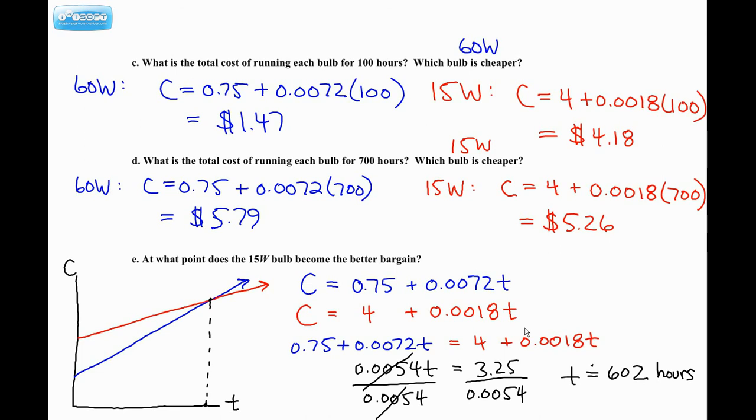And that should make sense because that is between 100 and 700 hours. And we know somewhere in between there they had to cost the same, because after 602 hours, the 15-watt bulb actually became cheaper, and we saw that one here. Normally we want to actually solve the entire system, so we'd want to find the cost as well, but the question doesn't ask for the cost. It just says, at what point does this bulb become cheaper? Well, they're implying time. Okay, so after 602 hours, roughly, of burning the light bulb, the 15-watt bulb becomes the better bargain.